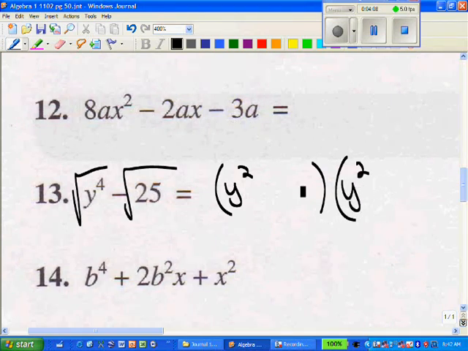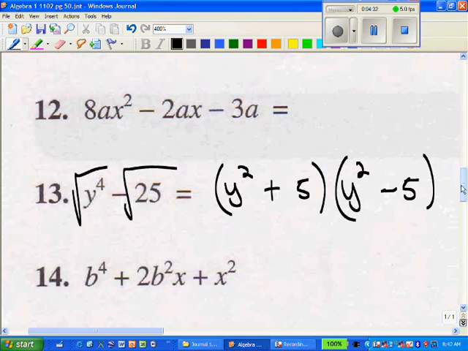And what's the square root of 25? 5. So that's going to be my second term, 5. And my signs are going to be positive and negative because the last term is negative. So whenever the last term is negative, my signs are always different. So that's my answer: y squared plus 5, y squared minus 5.